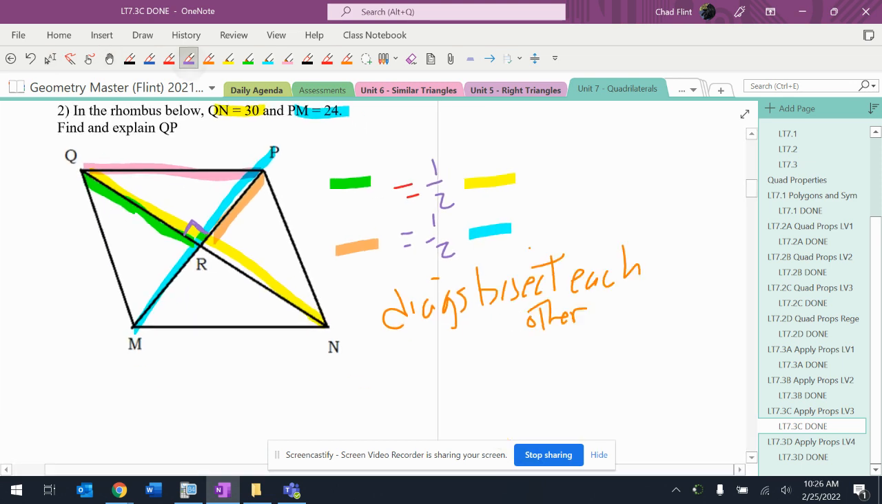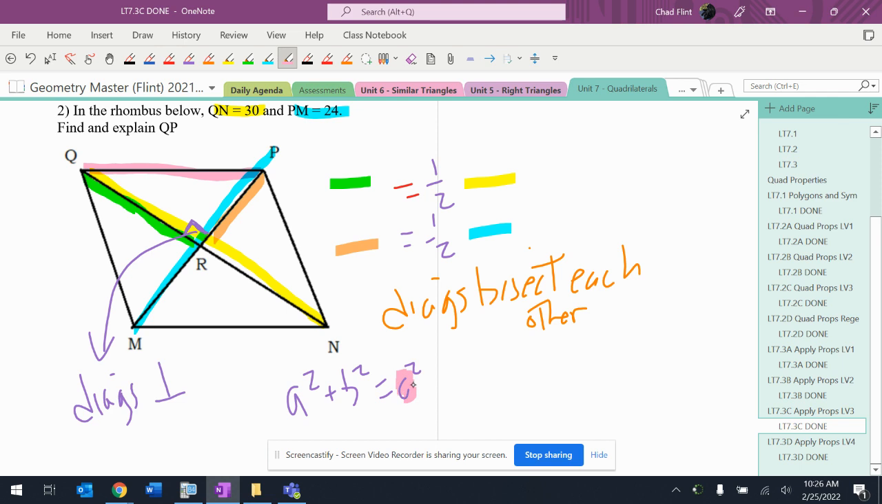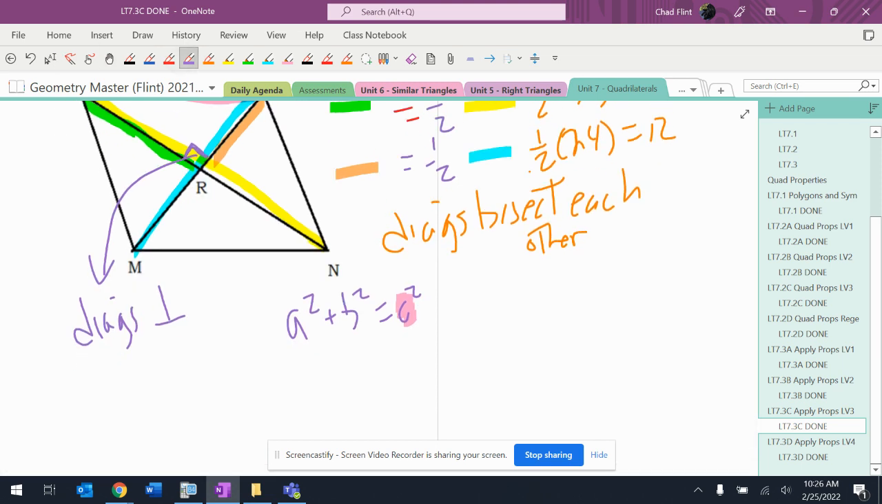So I'm going to write over here: diagonals are perpendicular, which means that I can use the Pythagorean theorem with the pink side being the hypotenuse. So I take half of 30 and I get 15, and I take half of 24 and I get 12. Then I'm going to come down here and do 12 squared plus 15 squared equals c squared.